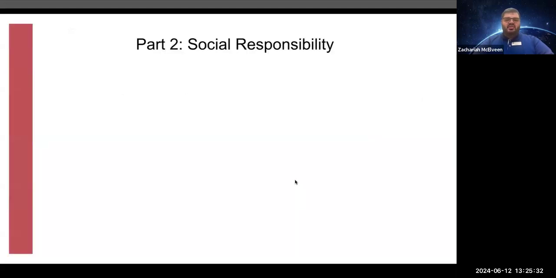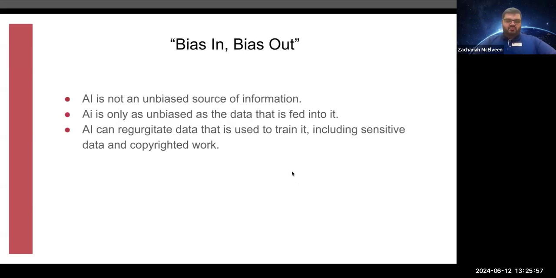And that leads us into part two, which is social responsibility. We've talked about ways to protect our company, about legal liabilities, and about being aware of the dangers of releasing information on the internet. But especially if you're part of a library system, we have a lot of social responsibility to our communities. So another thing to take into consideration is that if you're using AI, it's not an unbiased source of information.